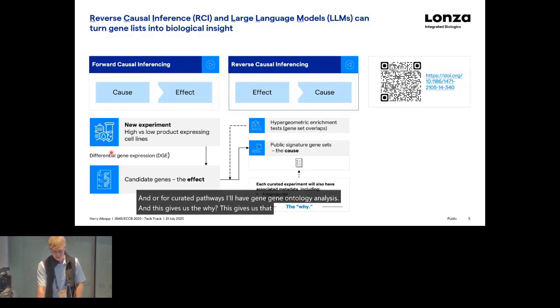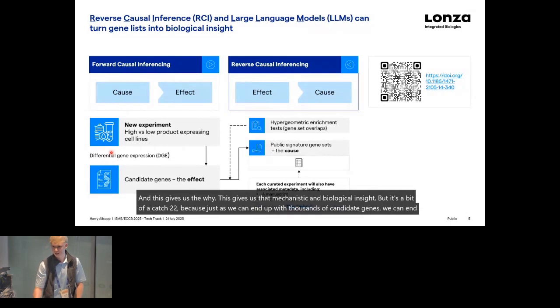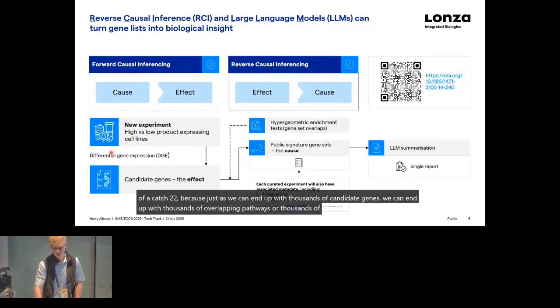But it's a bit of a catch-22 because, just as we can end up with thousands of candidate genes, we can end up with thousands of overlapping pathways or thousands of overlapping experiments. And so this is where we can introduce the large language models.